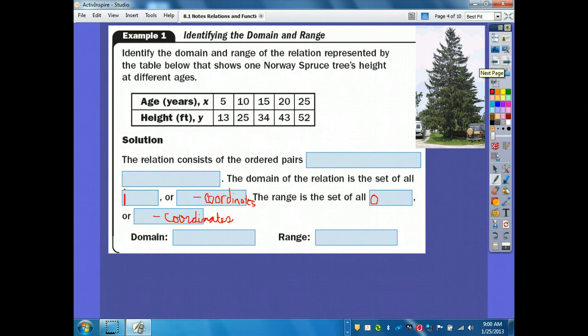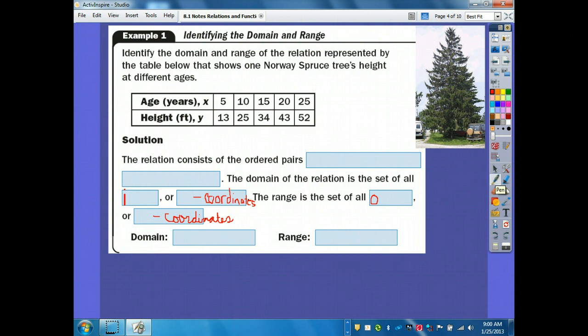Now here, it says identify the domain and the range of the relationship represented by the table below that shows one Norway spruce tree's height at different ages. How many of you guys have pine trees in your yards? They're pretty fast growers. I mean, they grow at a pretty good rate.